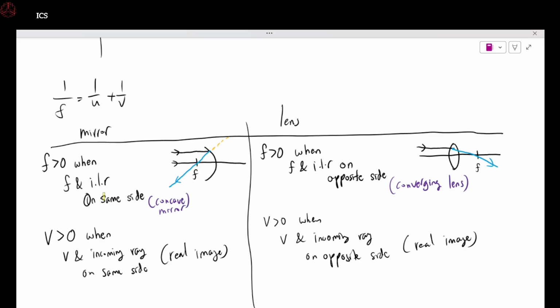The mirror has F and V to be positive when they're on the same side as the incoming light ray. On the other hand, the lens will have positive F and positive V when they're on the opposite side of the incoming light ray. Okay, so this is a very important distinction to make so that you don't make mistakes when you do questions.